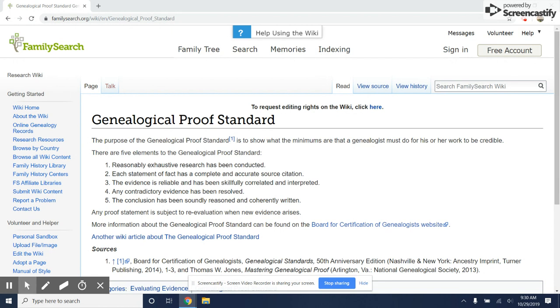Today I'm going to talk about the genealogical proof standard. I don't know if you have ever heard of this before. Tell me in the comments below if you have.